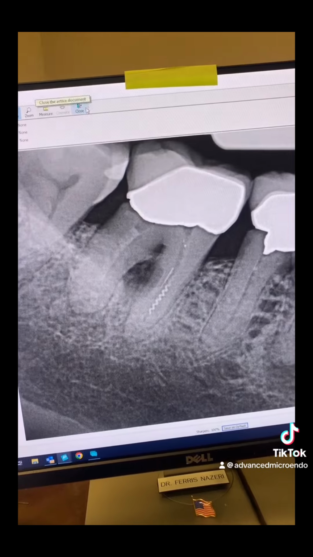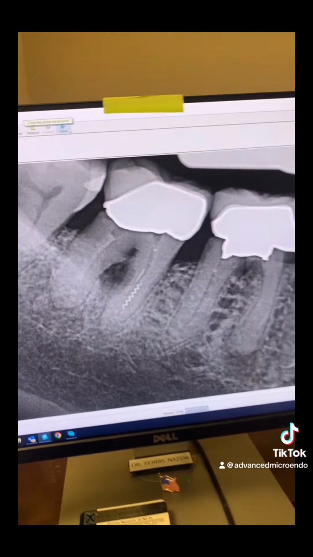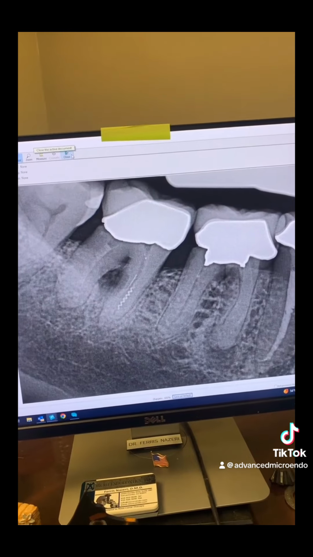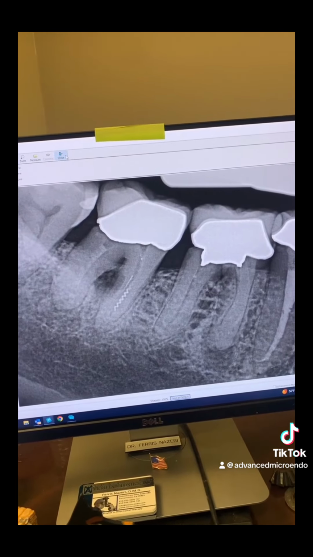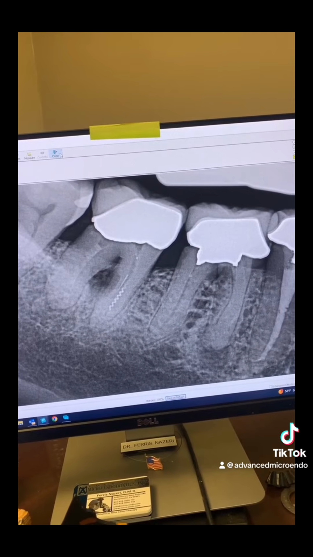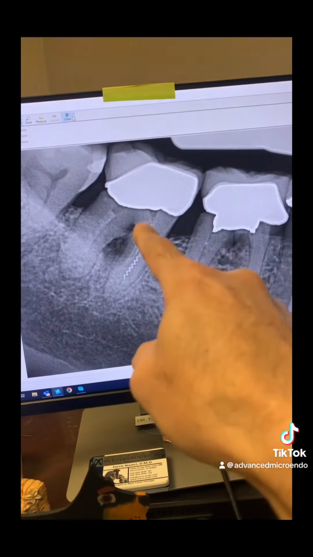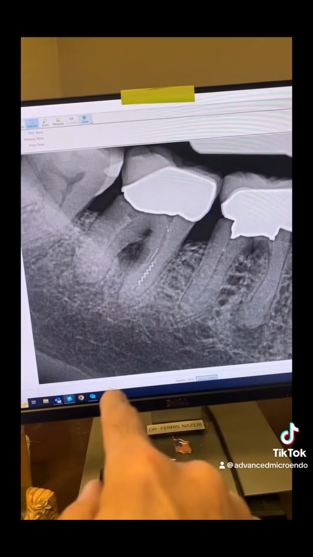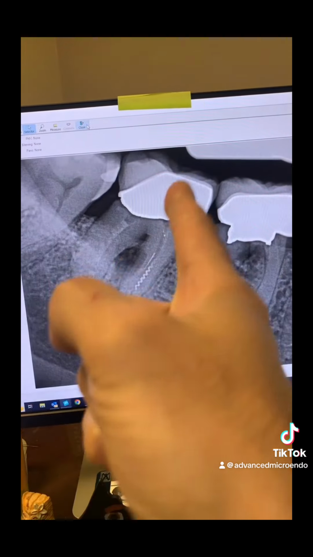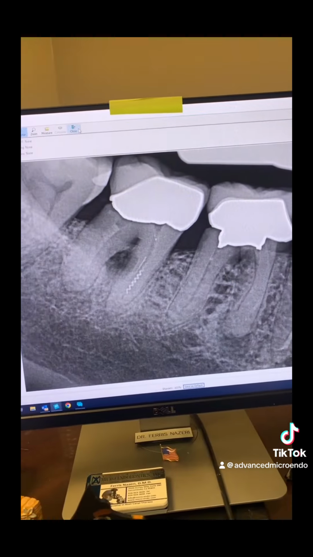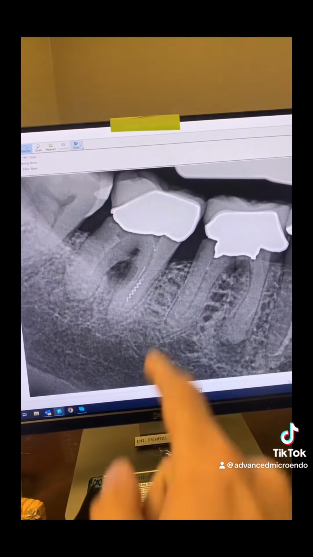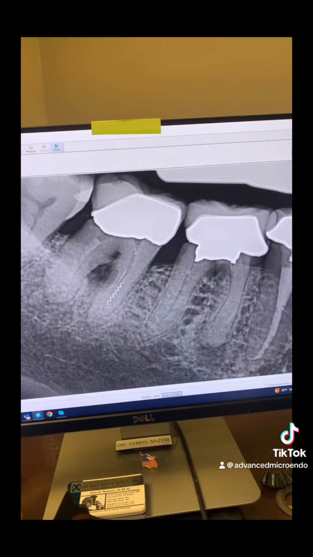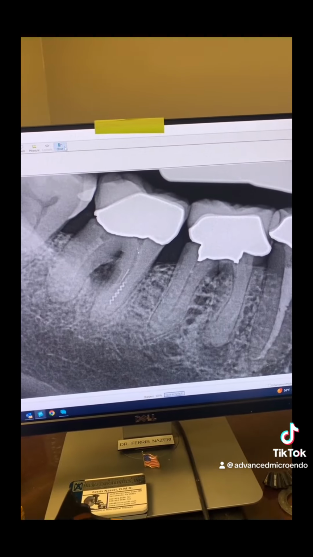So let me show you the clinical photo of these two teeth. But before I do that, number 31, percussion tender, palpation tender, probing mid-buccal was 8 to 9 millimeters. And let's now look at the clinical photo.